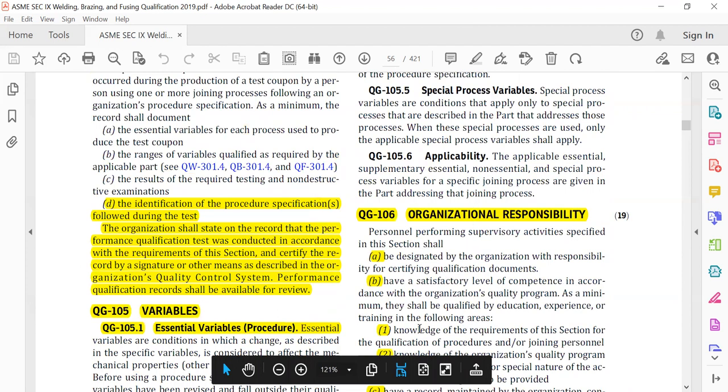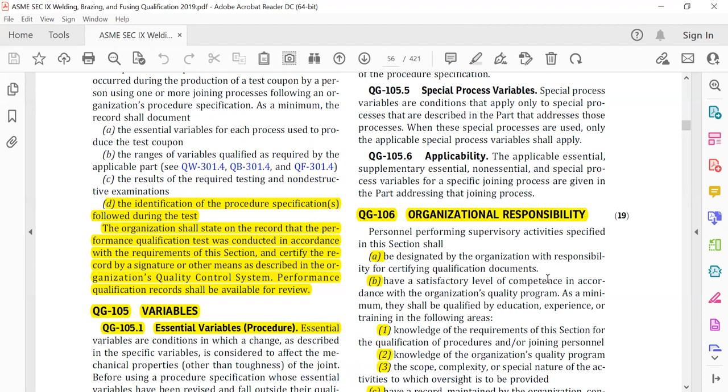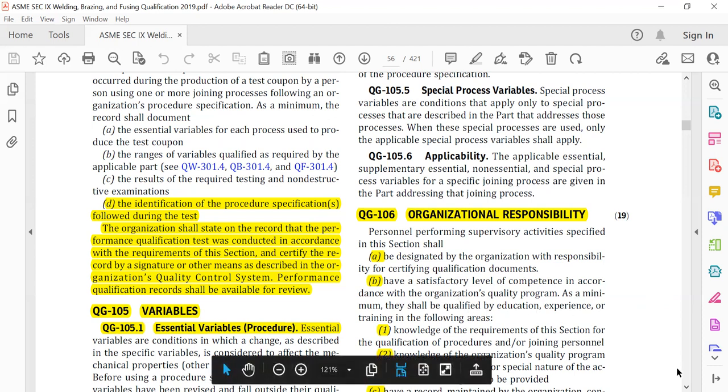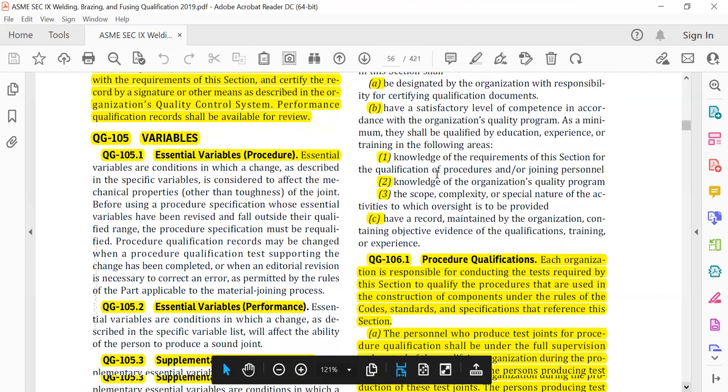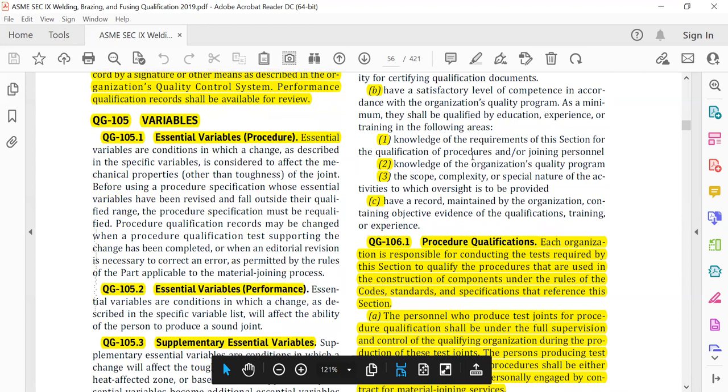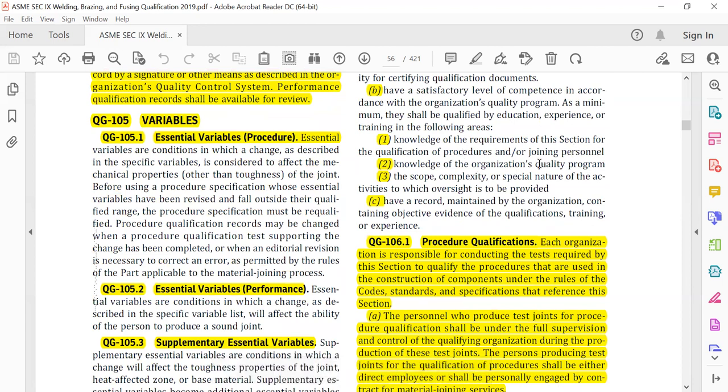Organization responsibility. Persons designated by the organization with responsibility for certifying qualification documents shall have a satisfactory level of competence in accordance with the organization's quality program. As a minimum, they shall be qualified by education, experience, or training in the following areas. Knowledge of the requirements of the section for the qualification of procedures and joining personnel, knowledge of the organization's quality program, and the scope, complexity, and special nature of the activities to which oversight is to be provided. A record shall be maintained by the organization containing objective evidence of the qualification, training, and experience.